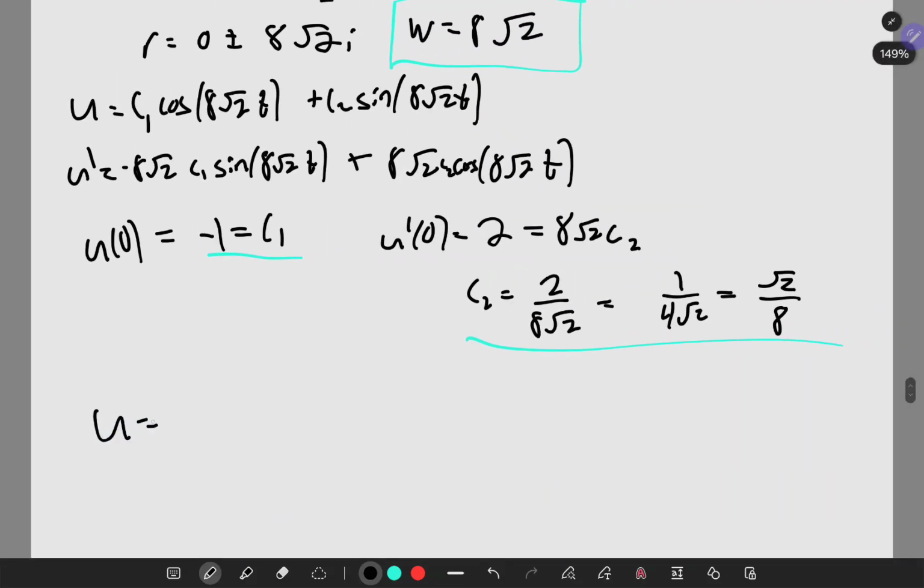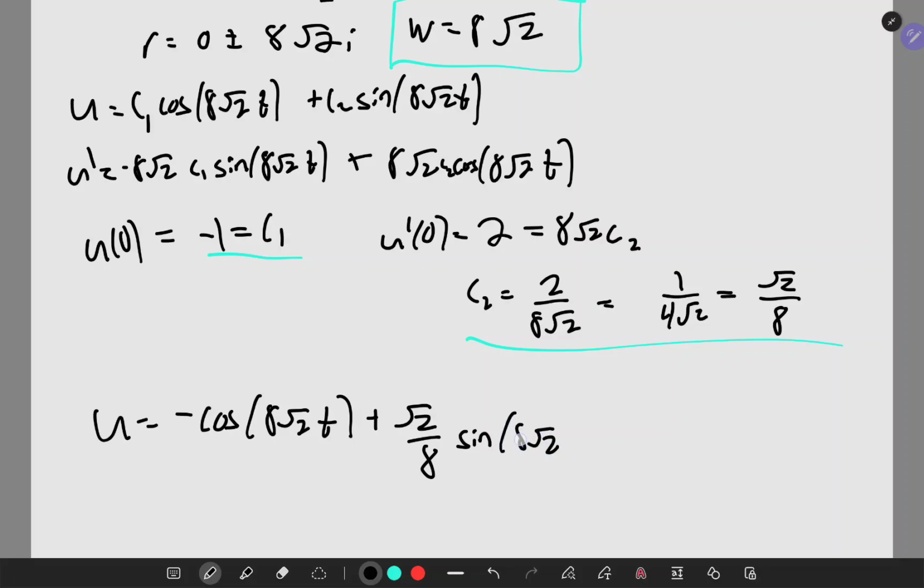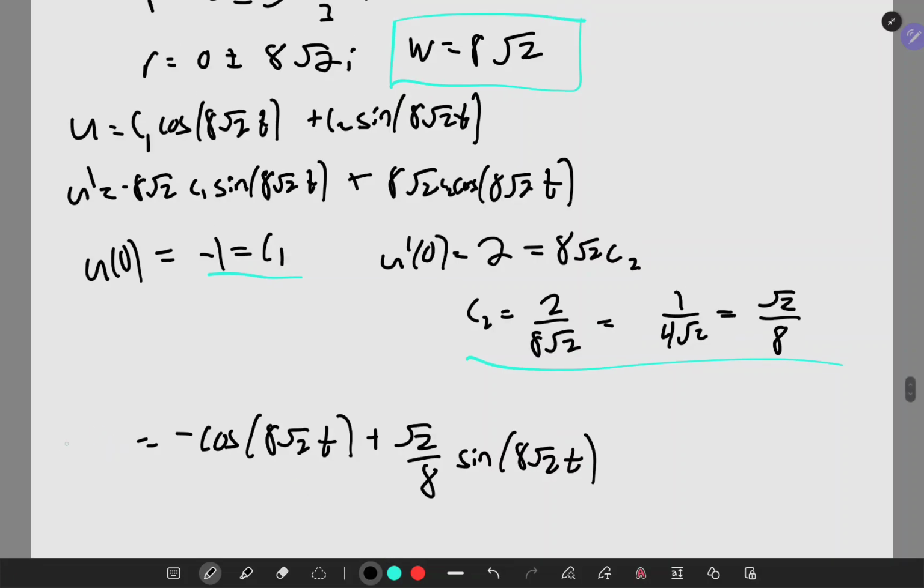It asks us for the position at any time t, so we're going to plug in. So negative cosine 8 root 2 of t plus root 2 over 8 sine 8 root 2 times t. So that would be our position at any time t. So we can even write this as u of t.